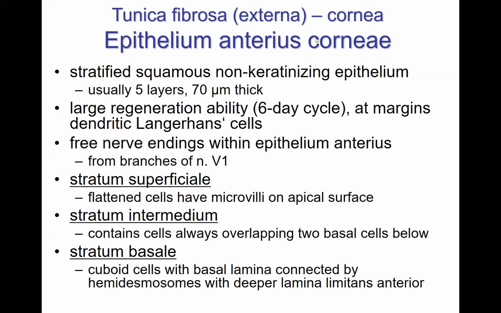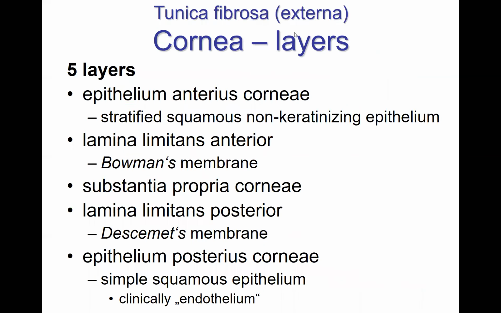If I go back to the layers here, if you have injury coming into this layer, then it heals easily. But if it goes through the lamina limitans anterior into the proper substance, it can cause a scar, yeah? Because you rupture the basal lamina of the anterior epithelium, and then it heals with a scar. Cornea can be transplanted, and it's the easiest transplantation in the body concerning the organs.